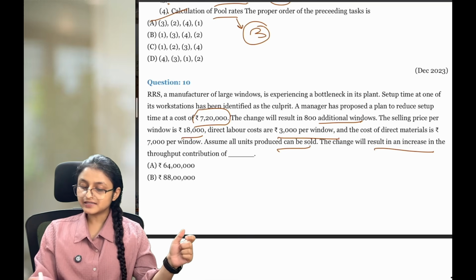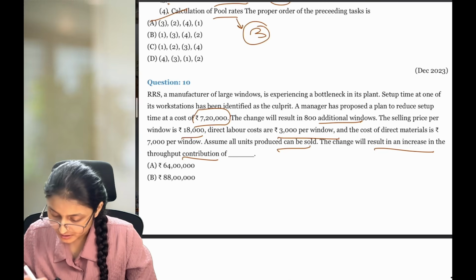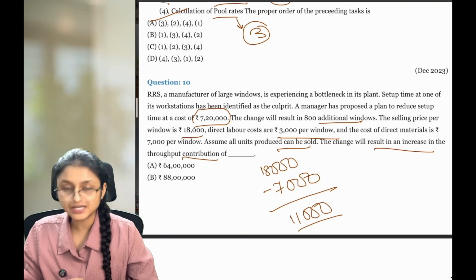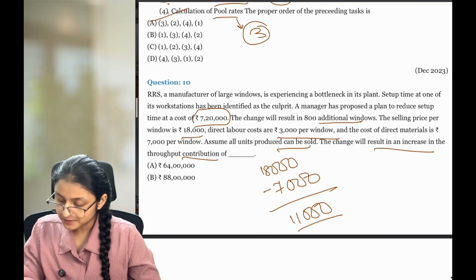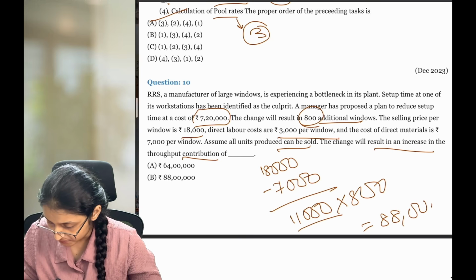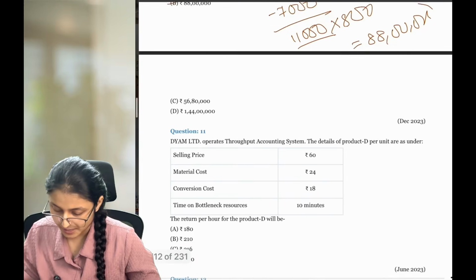The change will result in an increase in throughput contribution of, you need to calculate the throughput contribution. So I already know the selling price which is 18,000 and the direct material cost which is 7,000. So this will give me a contribution of 11,000 on every unit. Multiplied by the total number of units which is 800 will give you 88 lakh rupees as the increase in throughput contribution which is happening here.